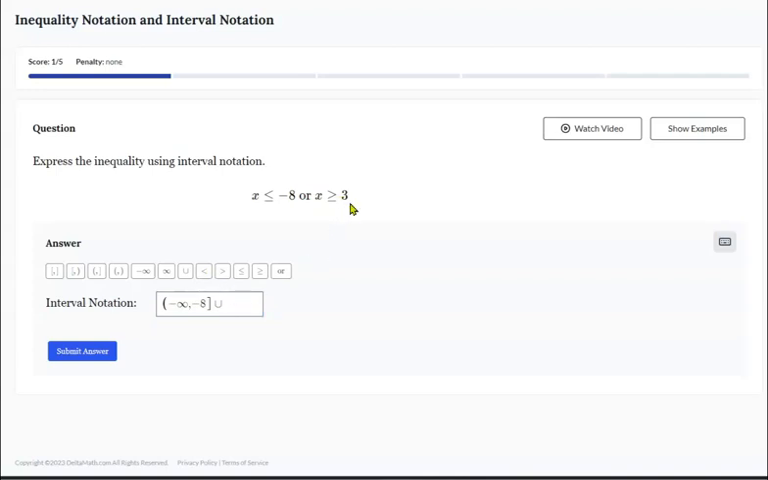Alright, I can be anything greater than or equal to 3. Notice I can be equal to 3, so I'm going to start at 3, and I'm going to go towards positive infinity. Infinity never gets an equal to sign. So 3, and then infinity. Notice that my first symbol needs to be a bracket.